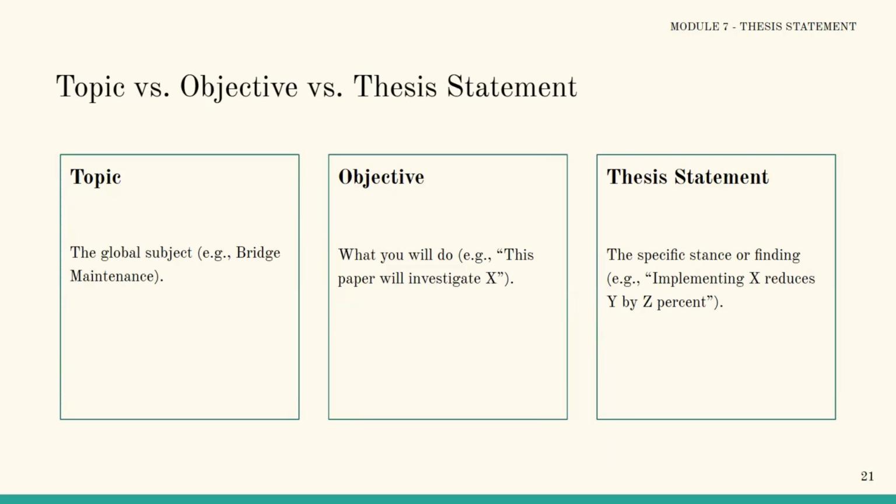Then the objective. Objective means what we're going to do in our research. So this paper will investigate something. So that states the objective. And the thesis statement, that specific stance or finding, what we're going to do, why we're going to do, and how we're going to do, all those elements should be present in the statement. For example, implementing something reduces some effect by some percentage. So this is a clear statement.